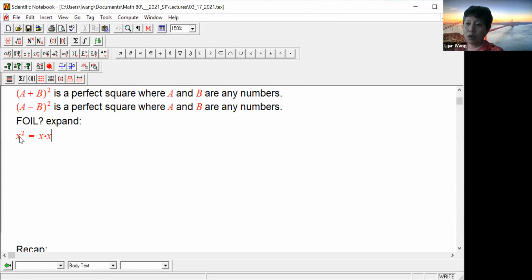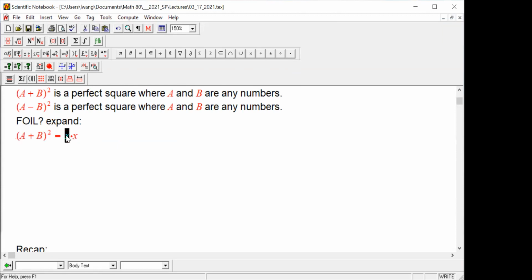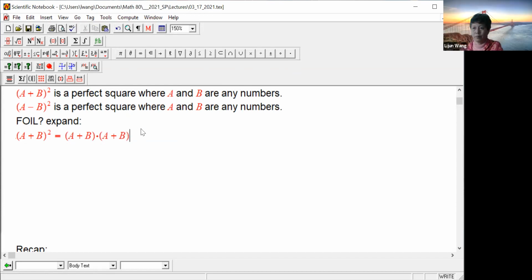So now we're going to replace x by A plus B. Do you guys follow me? So that's a square. And what do we do? I'm going to explain to you the geometric meaning of this, okay?